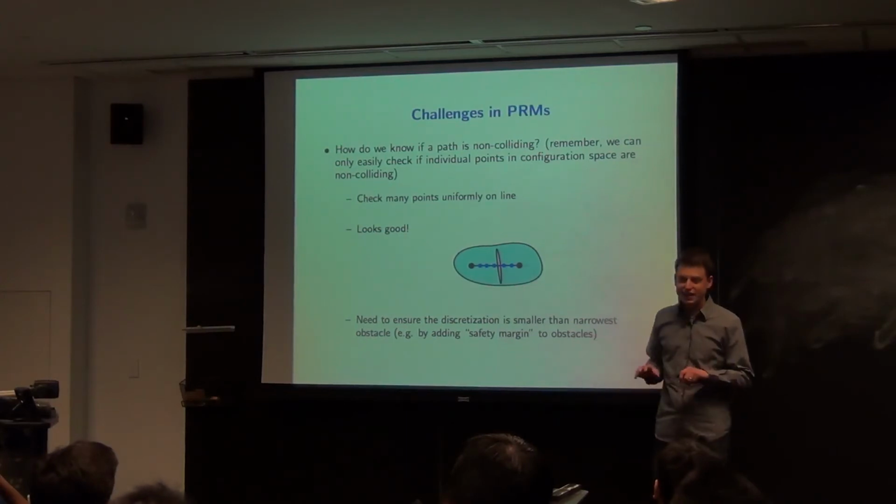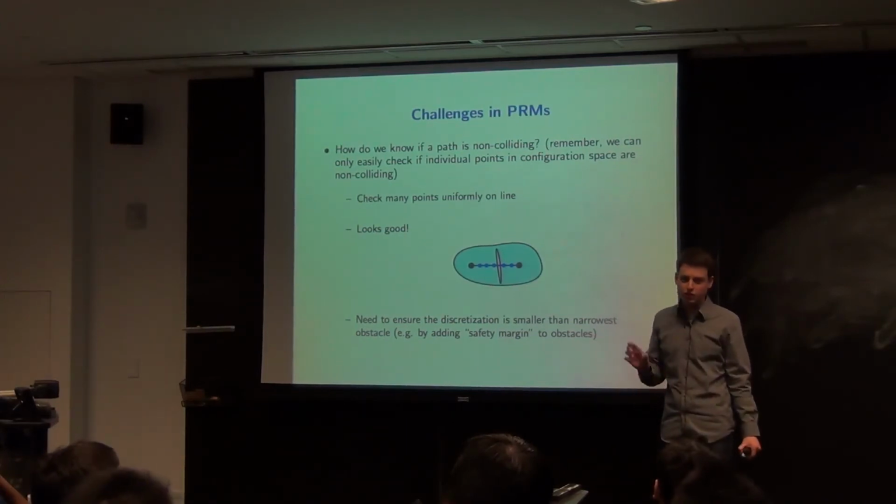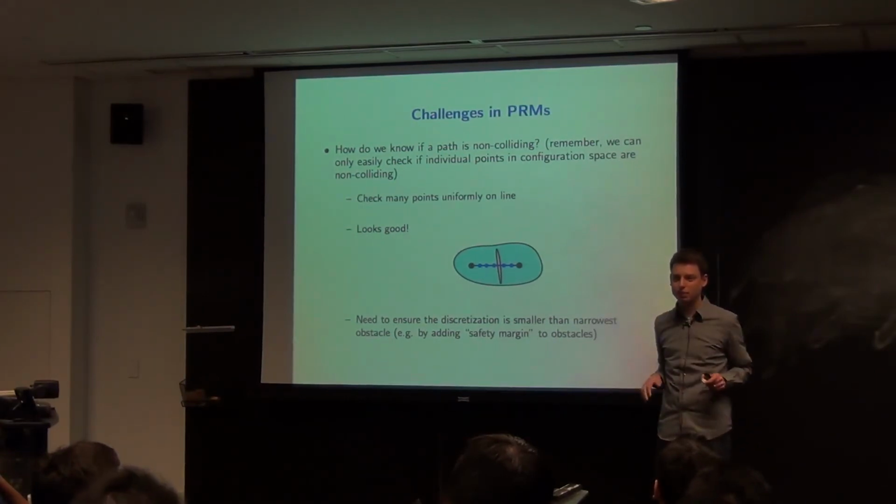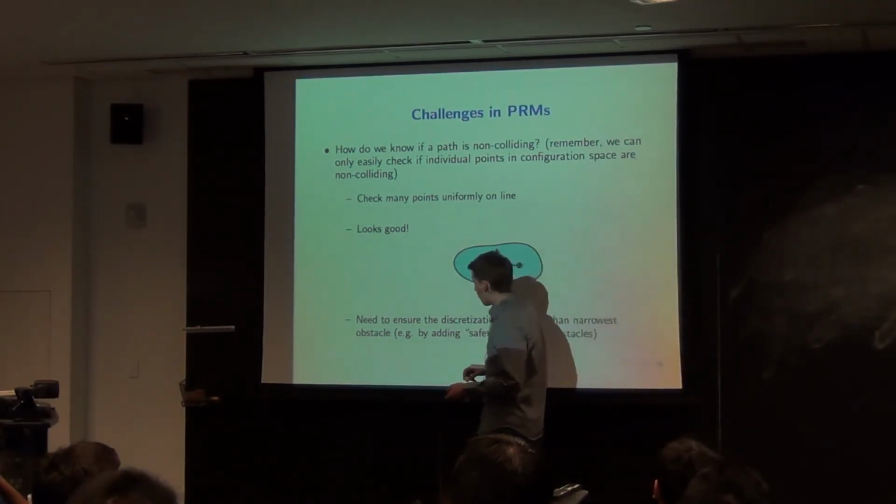And you can do this by adding a safety margin to obstacles so that even if an obstacle is just a plane, we actually think of it like a box. But there are other problems too.